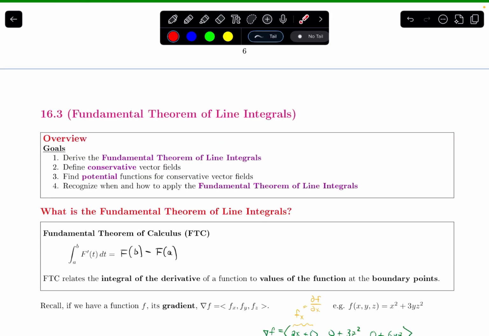So overall, in terms of our goals for this section, we have now practiced our last goal through some examples, recognizing when and how we can apply this fundamental theorem of line integrals. And in this example, we saw one of the situations that indicates we may want to try it: if our function is very complicated to work with otherwise. It's an indicator to try using this.